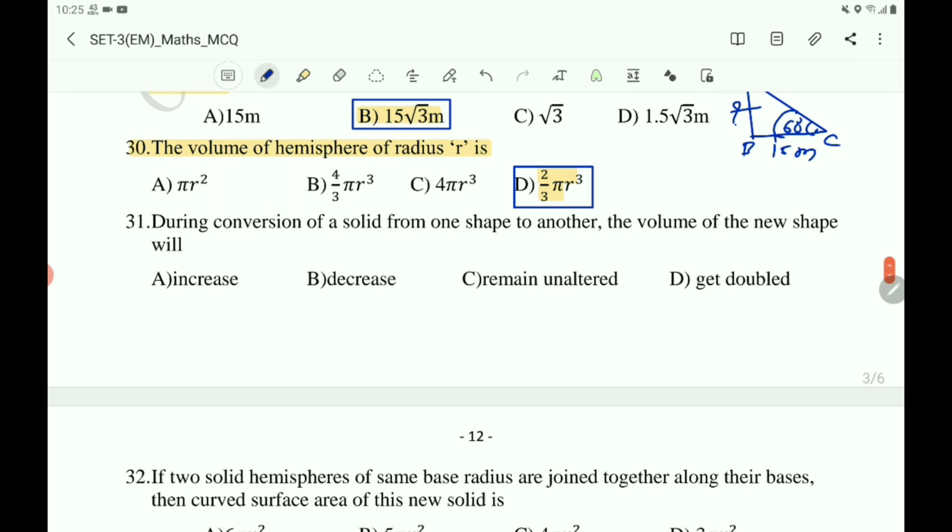Next you take question number 31. During conversion of solid from one shape to another, the volume of the new shape will. You know that it is already discussed. When one solid is melted to form another solid, volume will not change. Volume remains the same. So what is the answer? Remains unaltered. So option C is the answer. Note down the answer, option C.